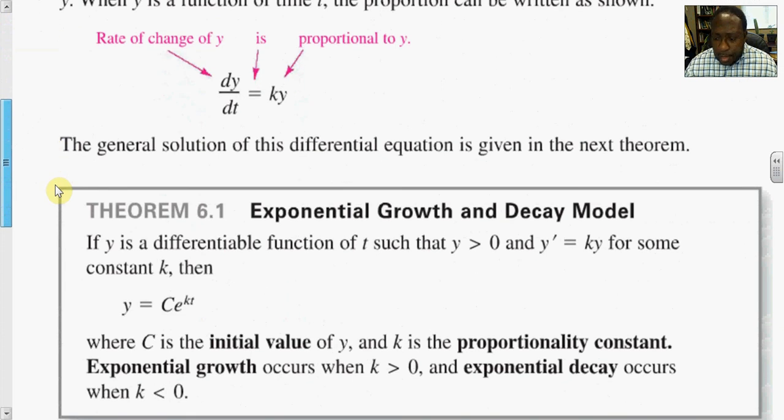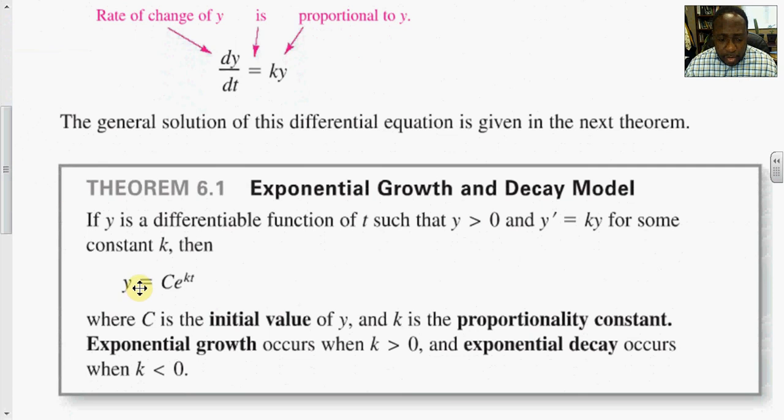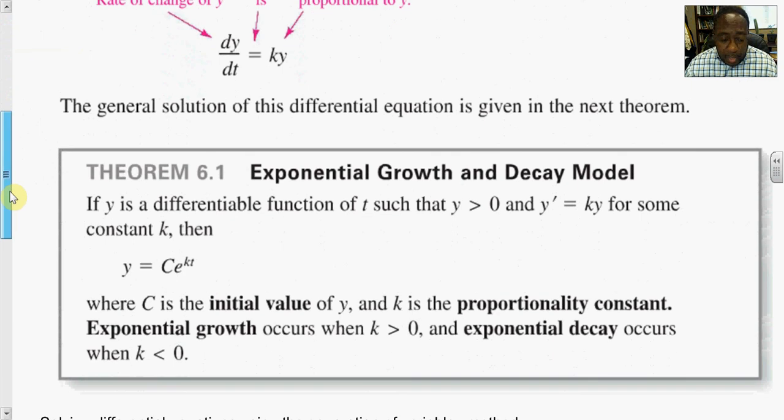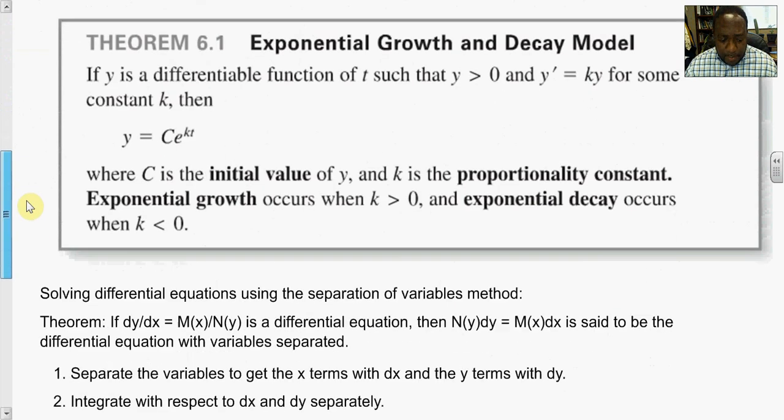The exponential growth and decay model, typically what students see, is y is equal to c times e to the kt to represent population growth. If k is negative, then we have decay. If k is positive, then we have growth. Again, in the course differential equations, we will prove how to even produce such a formula. I will not belabor that at this time.